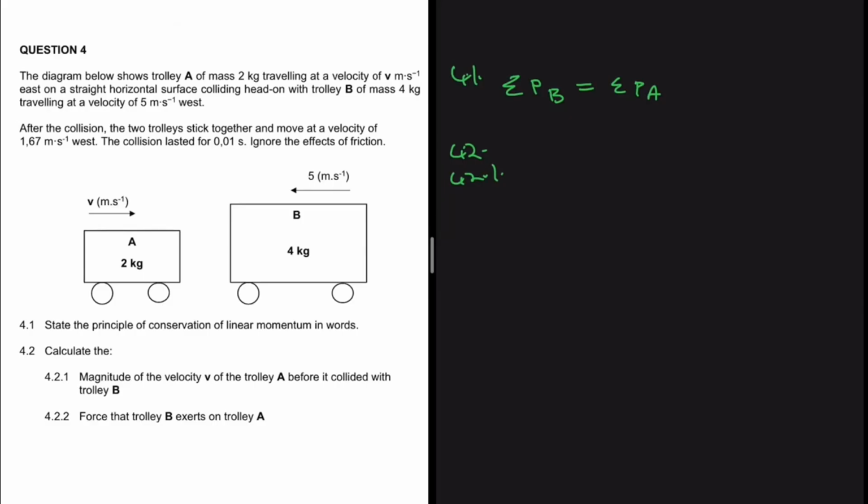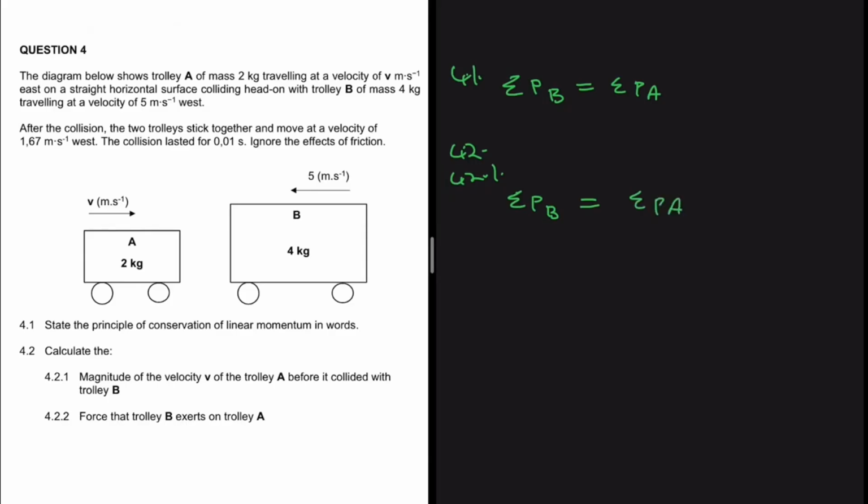And then 4.2 says, let's calculate the magnitude of the velocity v of trolley A before it collided with trolley B. In 4.1, we stated the principle of conservation of linear momentum in words. And then in 4.2.1, we're going to use that definition to determine the velocity v of trolley A. So what does the definition essentially say? We've been through that, right? We're saying that the sum of the momentum before will be equal to the sum of the momentum after.